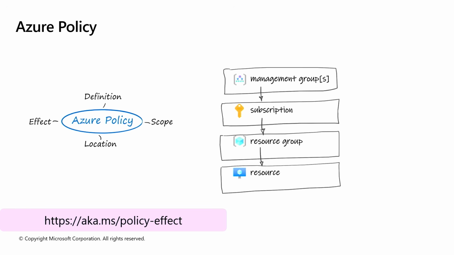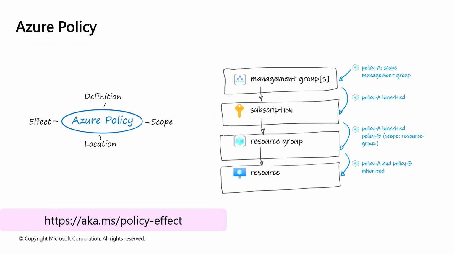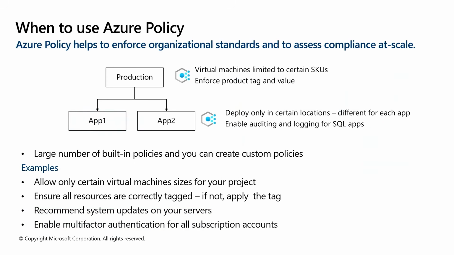When we assign a policy on a management group, let's say policy A, the subscription will inherit it. When we assign policy B on the resource group, both policies are effective in that scope, and both of them will be inherited to the resources. Policy is guardrails for everyone, humans, pipelines, scripts. If it deploys, policy can evaluate it in real time.